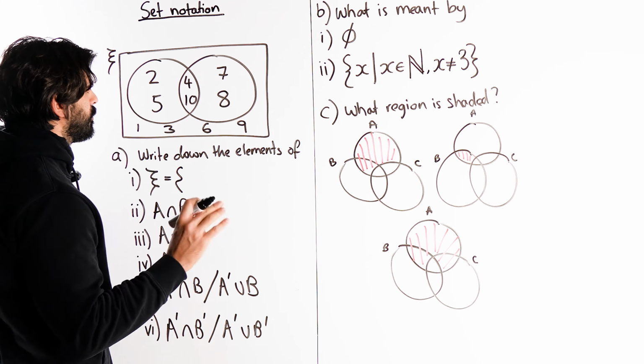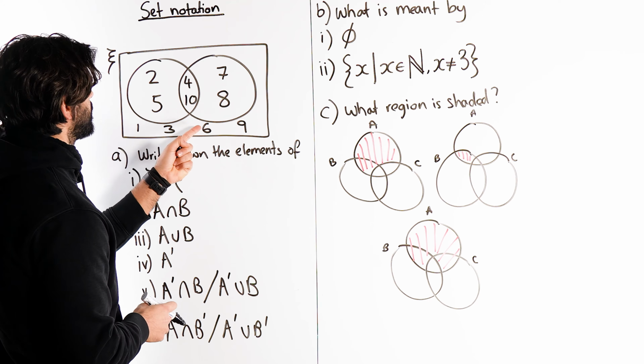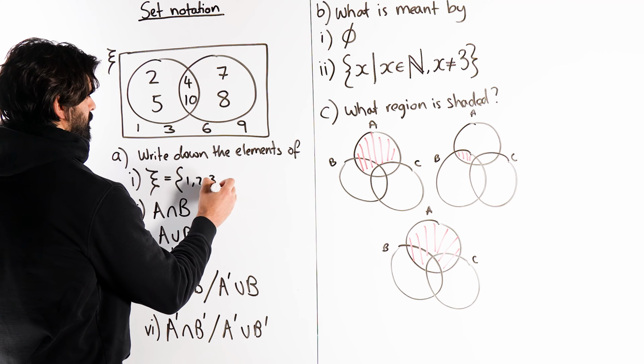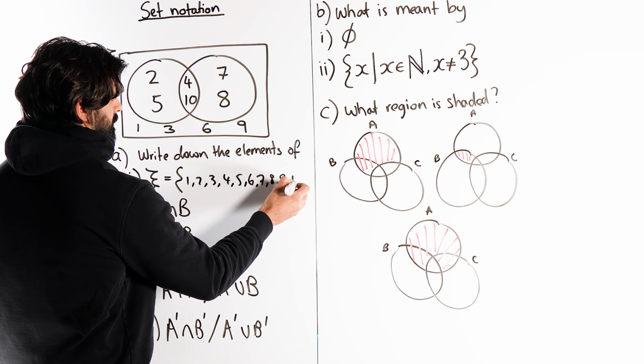Now, you don't have to put all the numbers in order, but 1, 2, 3, 4, 5, 6, 7, 8, 9, 10. So it is all the numbers.